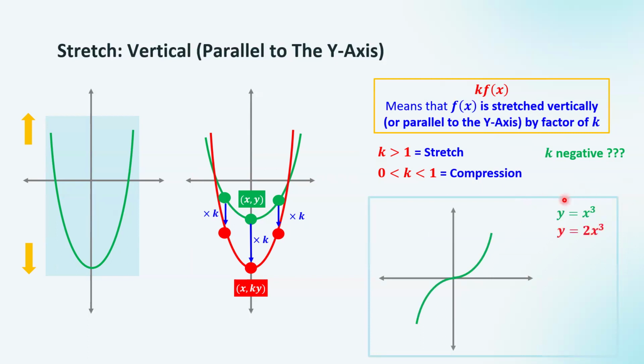Now, can you try to imagine if we have 2x cubed, is it going to be stretched or compressed? It's going to be stretched. You're going to pull it upwards and downwards at the same time. But how about if you have this, 1 over 3x cubed? You're going to compress it. So it's going to be a bit more flat, just like this.